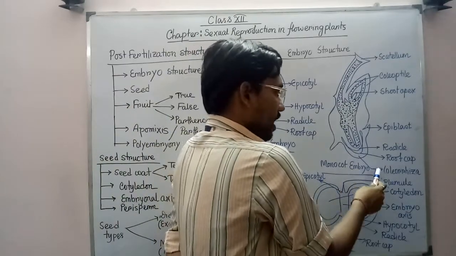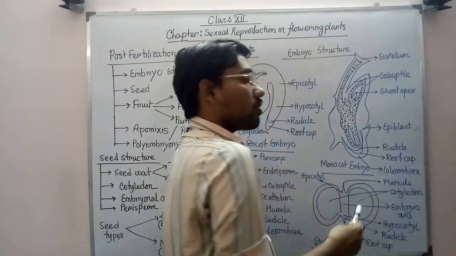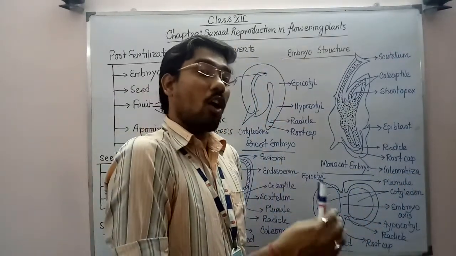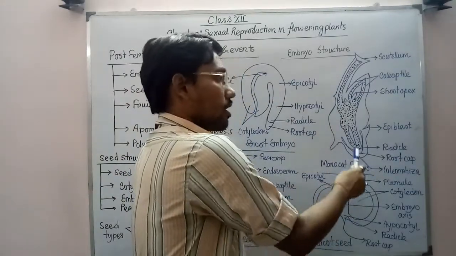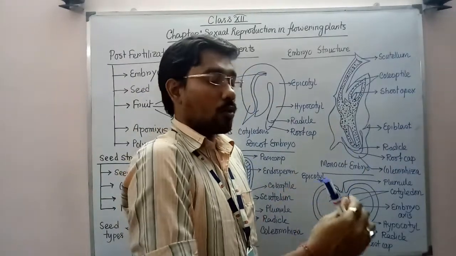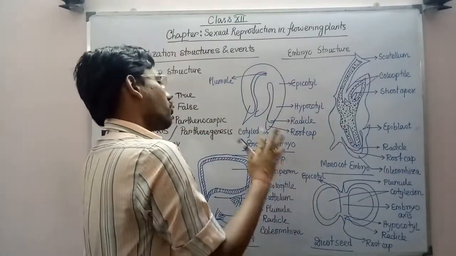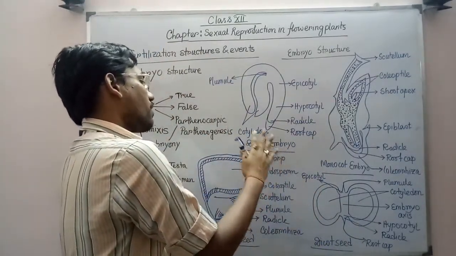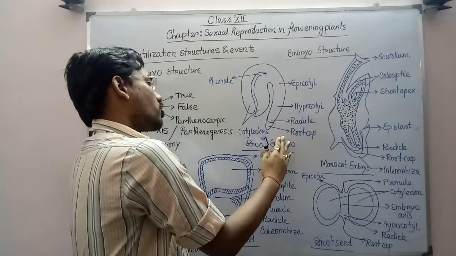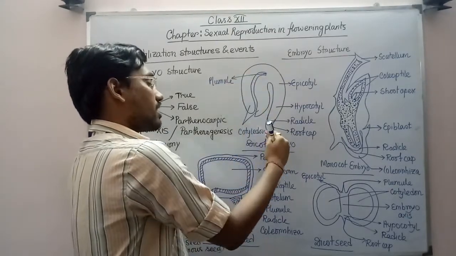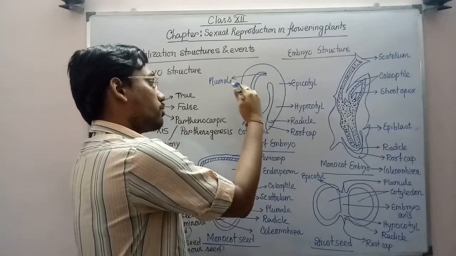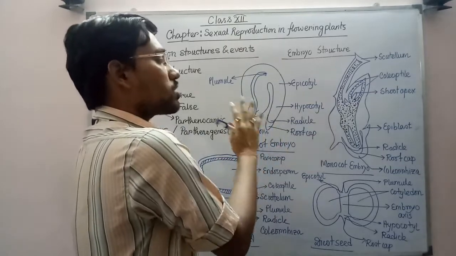And after the root cap you can see there is the presence of coleorhiza. Coleorhiza is again the covering of the radicle, or rather the root portion, from where the root will arise. So always keep it in your mind when you are drawing the dicot embryo structure. At that time you will show the plumule and radicle, but coleoptile and coleorhiza, that means the coverings of the plumule and radicle, don't show, because those are not present.